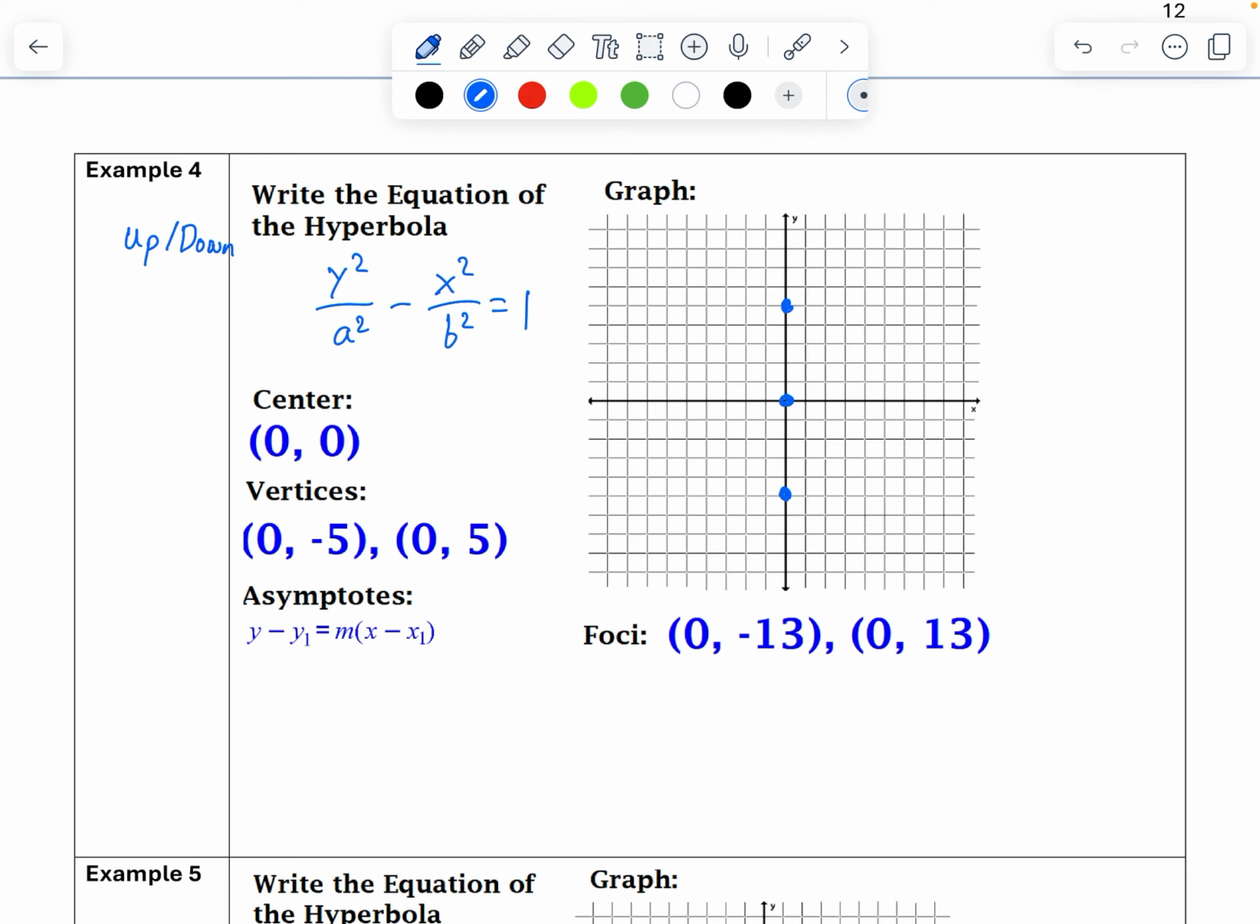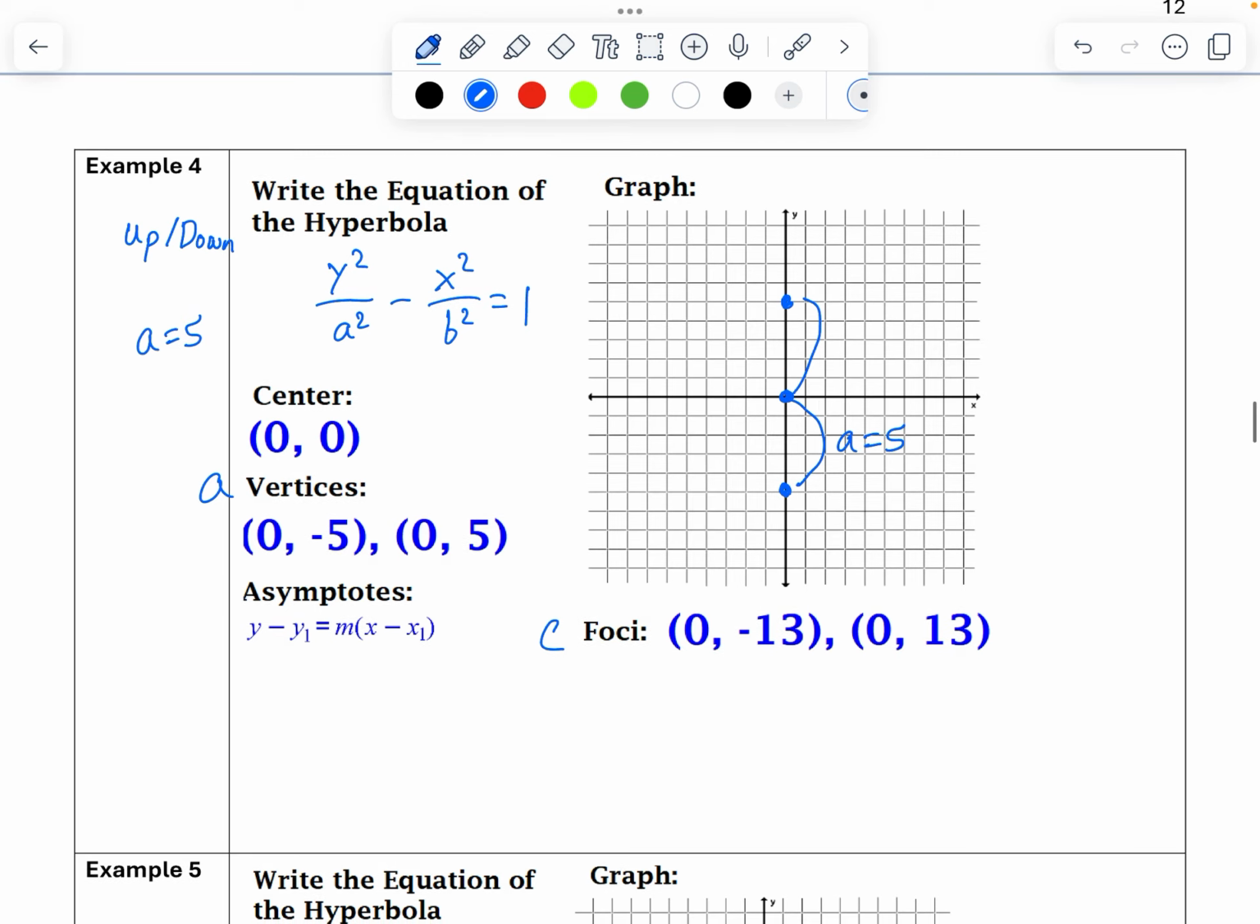Now that we've established that y is the first part of the equation, now we need to think about the value of a, b, and c. Remember that a goes with vertices, c goes with foci. We unfortunately don't have co-vertices like we've done in the past, so we need to find the b value through an alternate method. But the vertices here, since the distance from (0, 0) to any of these points is 5, that means your a value is 5. So we can note that a equals 5. And then to find the c value, we could graph (0, 13) and (0, -13), which would be way above and below, but it's just a distance of 13.